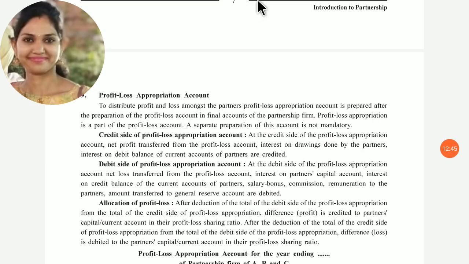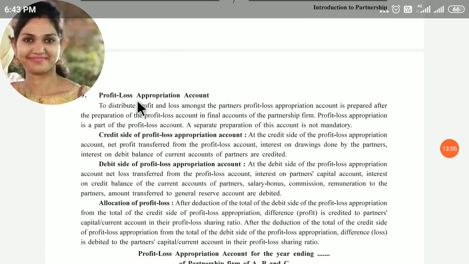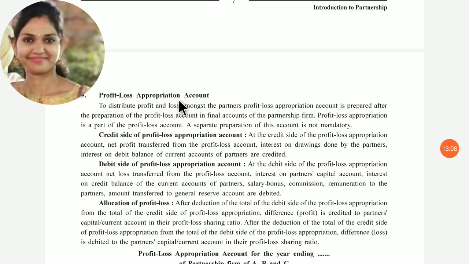We show all types of expenses on the debit side of a profit and loss account. So salary paid to the workers, we show on the debit side of a P&L account. But salary paid to any partner, we will show on the debit side of a P&L appropriation account. It means in the P&L appropriation account, mostly partner-related transactions are recorded.